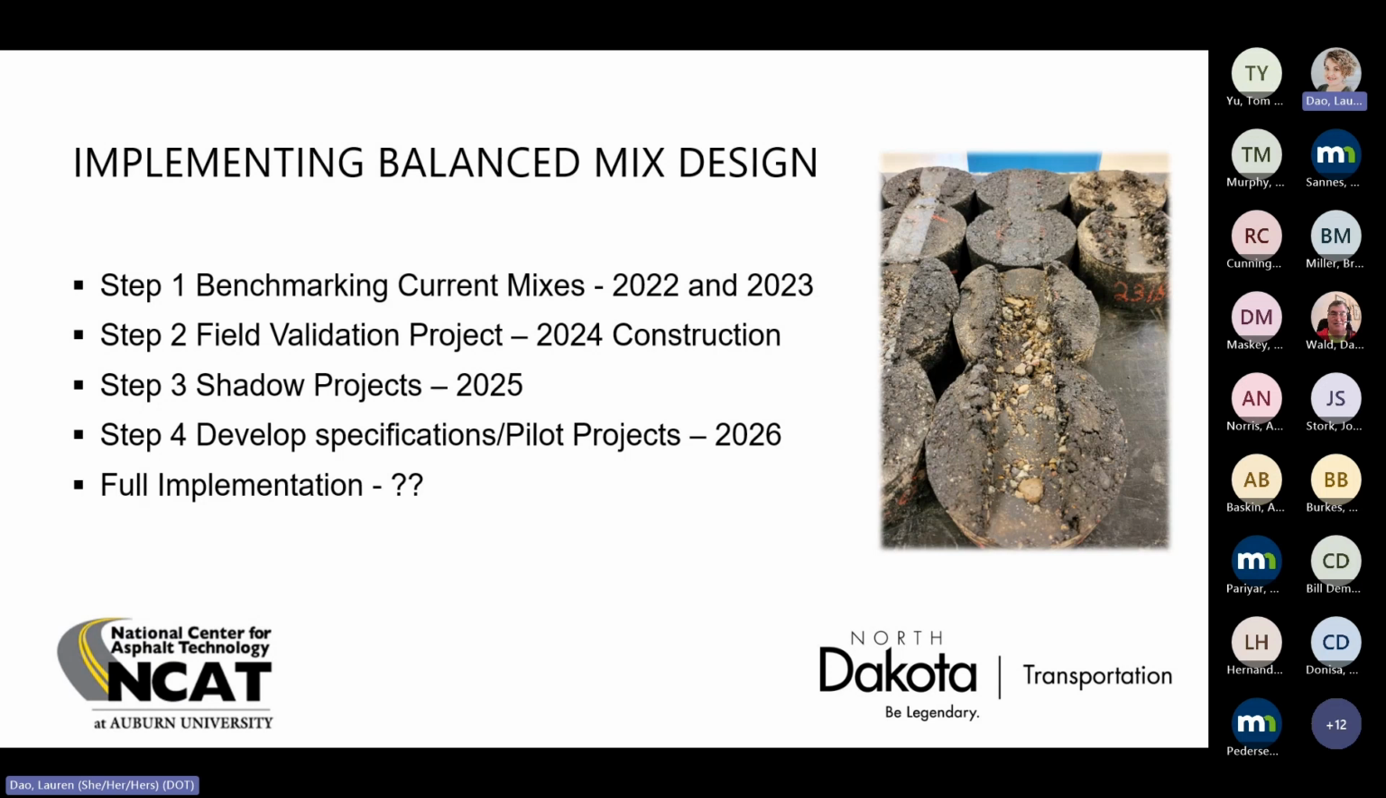So this kind of gives a rundown of where we've been. Step 1 for us was benchmarking our current mixes. And we did that in 2022 and 2023. 22 was our first real year. We just grabbed about 30 different projects, samples from the road, and put them through the ideal CT, the Hamburg, and the DCT. And then in 23, we ended up taking 8 different projects, 1 from each of our 8 districts. And we took 3 samples on each project, 1 at the beginning, middle, and end of production, just to see variability within the jobs.